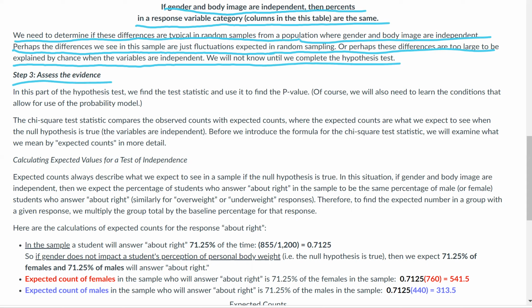So third step, we're going to assess the evidence. In this part of the hypothesis test, we find the test statistic and use it to find a p-value. Of course, we will also need to learn the conditions that allow for the use of a probability model.